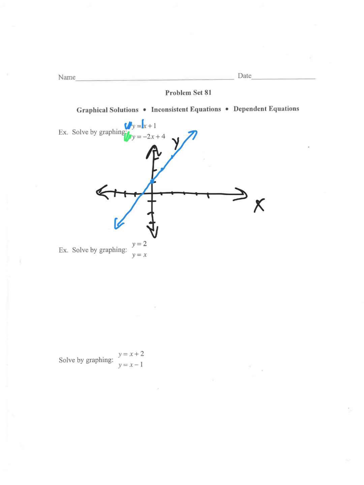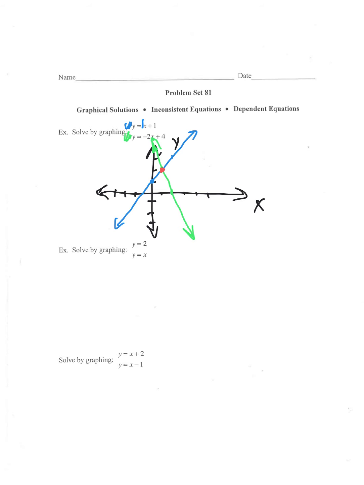I'm going to do the next one in green, so we have negative 2x plus 4. I'm going to recognize that 4 is the y-intercept for that equation. My slope is negative 2, which means down 2 over 1. So from here I'll go down 2 over 1, down 2 over 1, and that's enough for me to sketch in that next line.